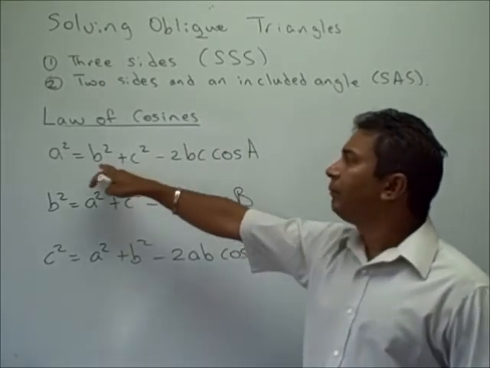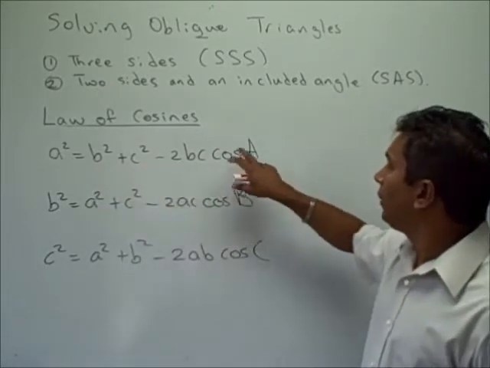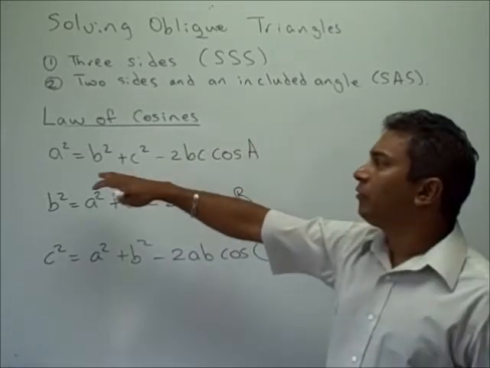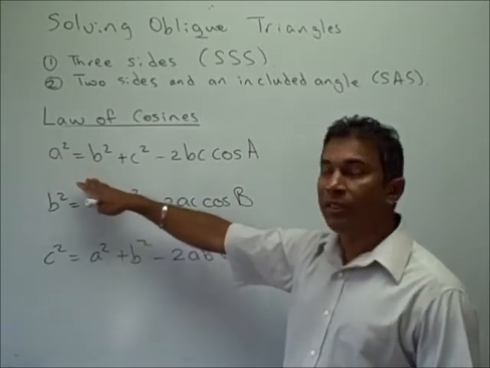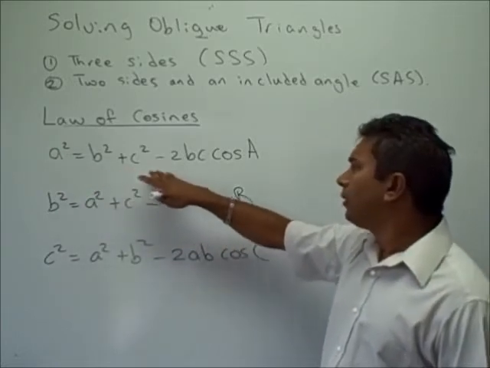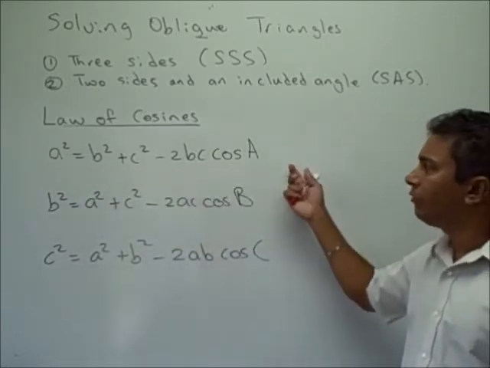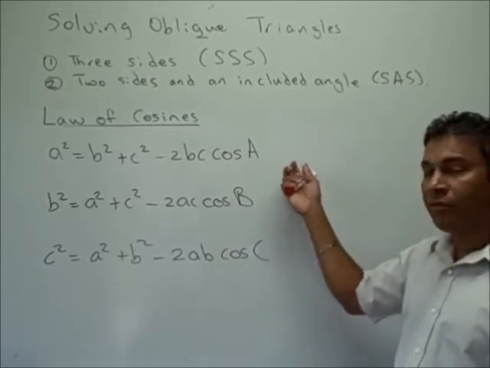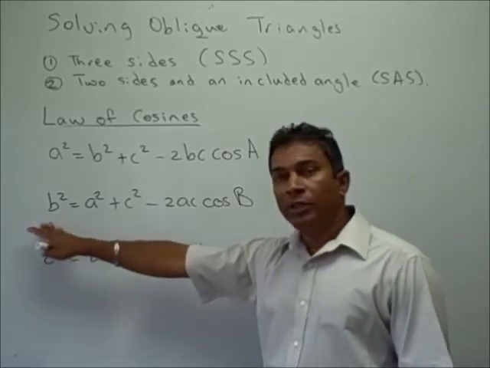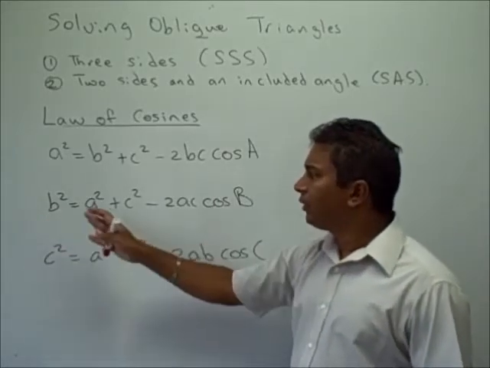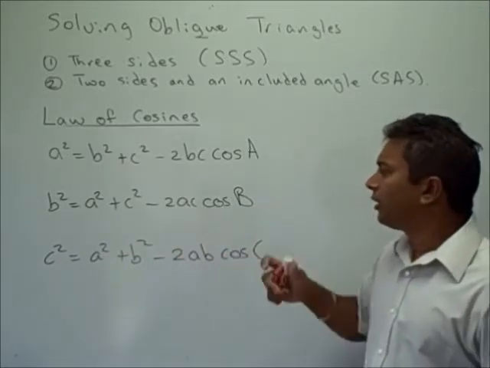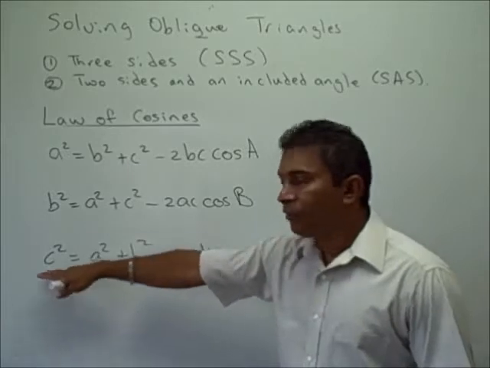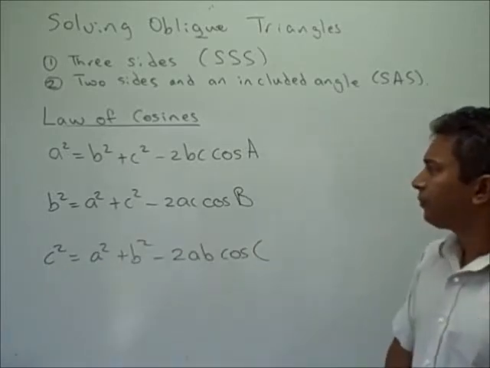So if we're given side B and side C and an included angle A, then we can find side A. So A squared would be equal to B squared plus C squared minus 2BC cosine of A. Similarly, to find side B, we can use B squared is equal to A squared plus C squared minus 2AC cosine B, and similarly to find side C.